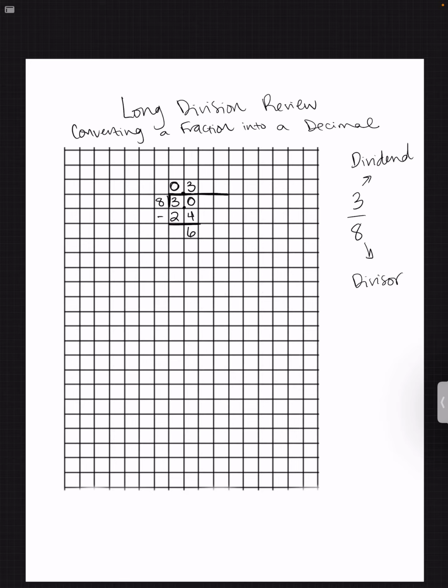Then I'm going to ask myself, can 8 go into 6? It cannot. So I'm going to add another 0. Bring this down, becomes 60. Then I'm going to ask myself, how many times does 8 go into 60? Well, 8 can go into 60 7 different times.